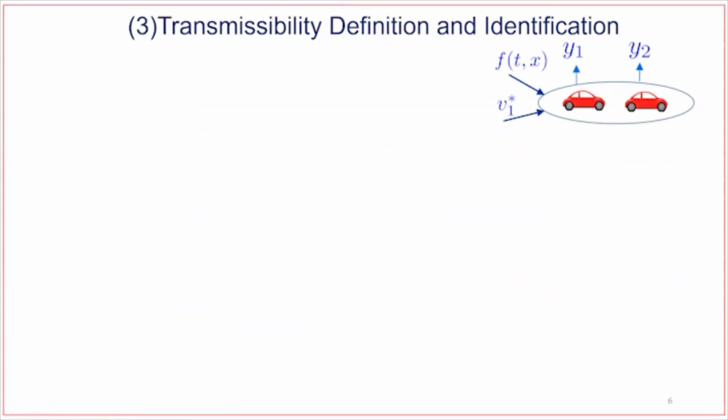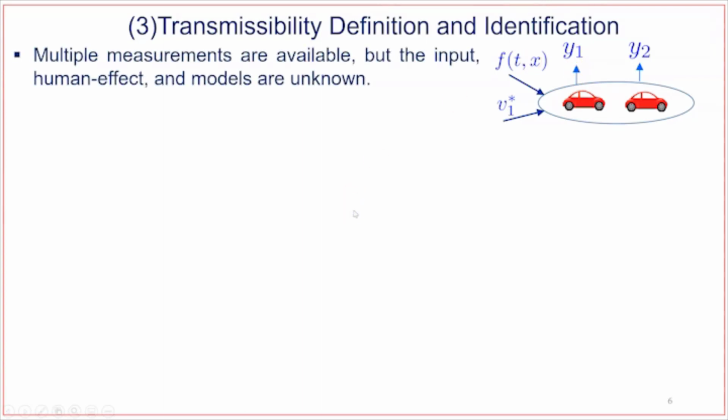Now let's start with the transmissibility definition. Consider this platoon with only two vehicles, and as we described before, let's assume the desired velocity of the platoon and the nonlinear effect of the human-driven vehicle as independent excitations on this platoon. And we have here y1 and y2 as two measurements.